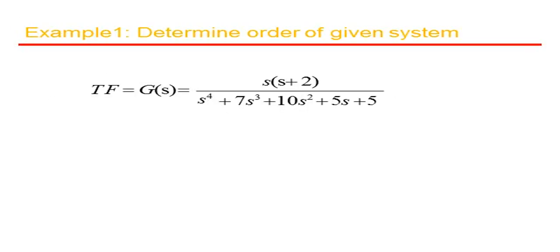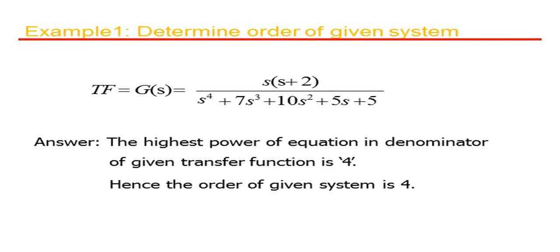Here is one example. Determine the order of the given system, and the transfer function is given as G of S is equal to S into S plus 2 divided by S raised to 4 plus 7 S raised to 3 plus 10 S square plus 5S plus 5. As we know, for order you have to see the denominator, and the highest power of S is known as the order. So in this equation, the highest power in the denominator is 4. Hence, the order of this given system is 4.